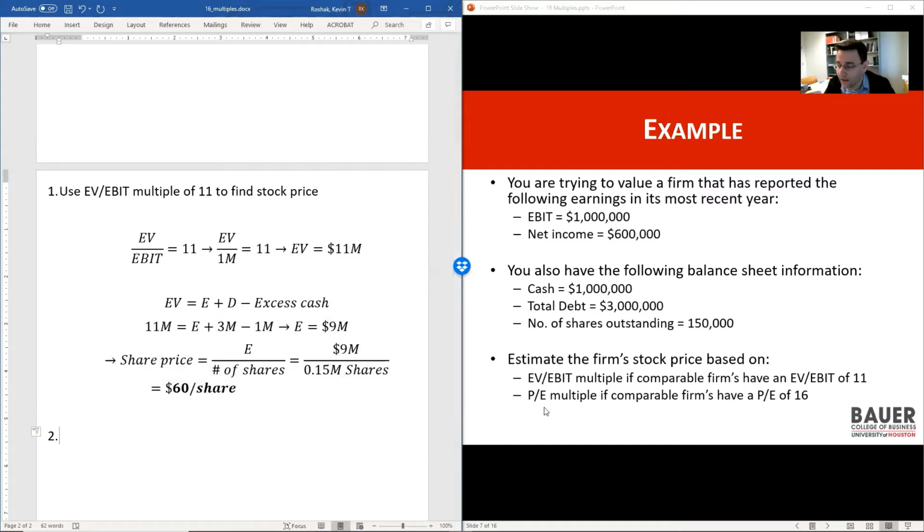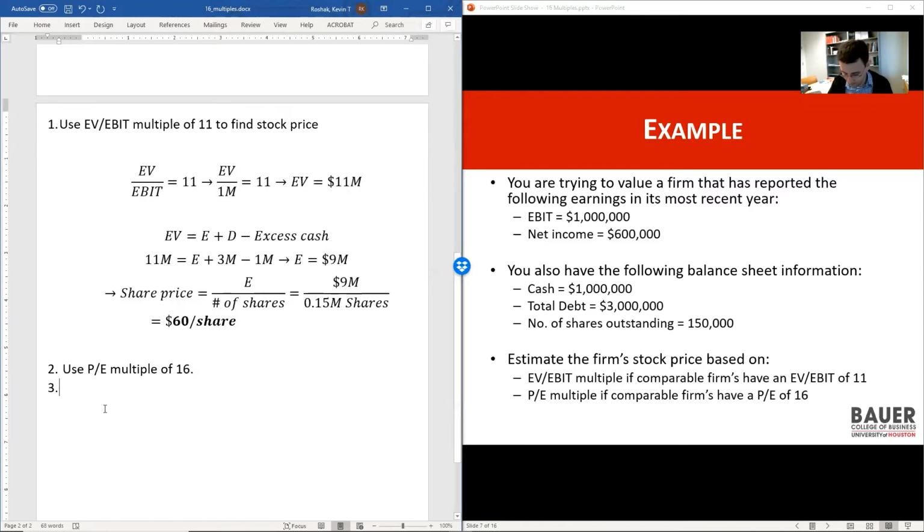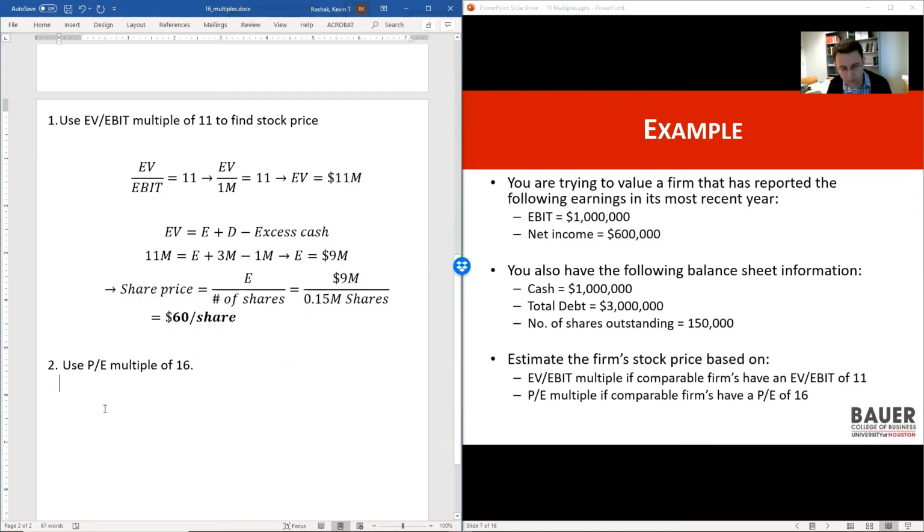Let's do the same exact thing using a PE multiple instead of an enterprise value over EBIT multiple. The PE multiple is the price over earnings per share. So let me just indicate that. That's the share price divided by the earnings per share. That's 16.